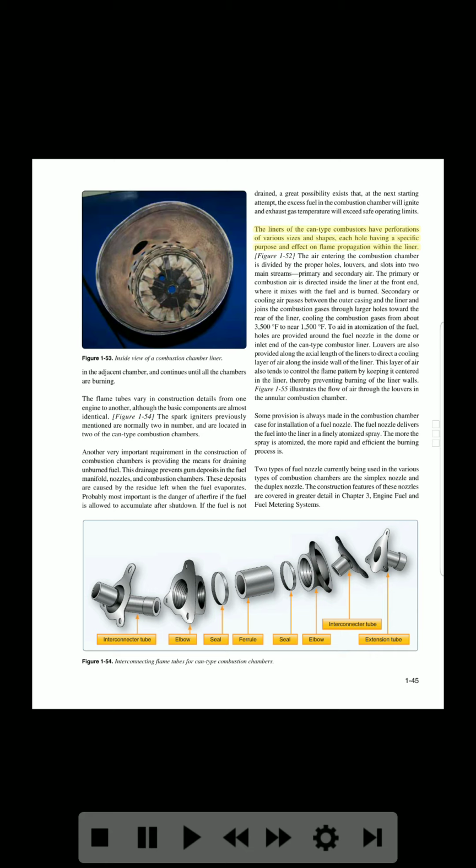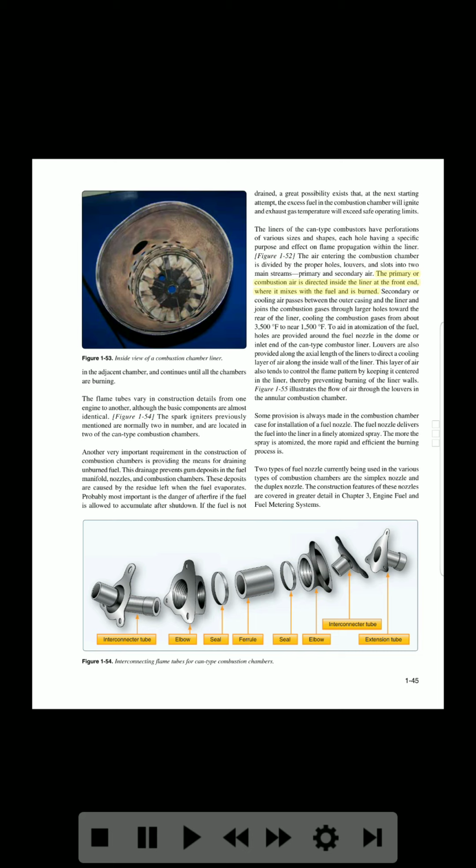The liners of the can-type combustors have perforations of various sizes and shapes, each hole having a specific purpose and effect on flame propagation within the liner. Figure 1-52. The air entering the combustion chamber is divided by the proper holes, louvers, and slots into 2 main streams, primary and secondary air.